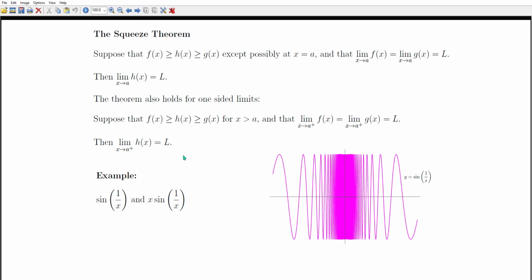So let's look at this particular example. What I want to do is look at the function sine of 1 over x and the related function x sine 1 over x. Now, all you really need to know about the sine function is that it oscillates between plus 1 and minus 1. As x gets close to 0, sine 1 over x oscillates so wildly that when you come into 0, there's no limit. And that's true no matter whether you come in from the positive side or the negative side, so the two one-sided limits don't exist either.